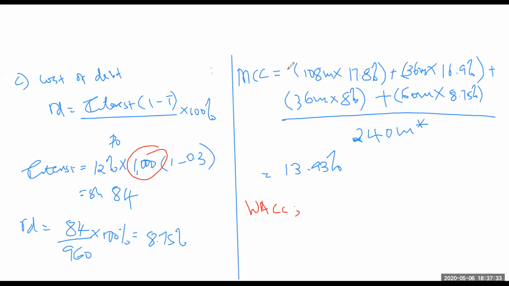Don't forget that the 240 is yet to be raised. Therefore, in case you're trying to obtain the company's weighted average cost of capital, do not include the 108, the 60, and the 72 new funds, because the company is yet to raise them.